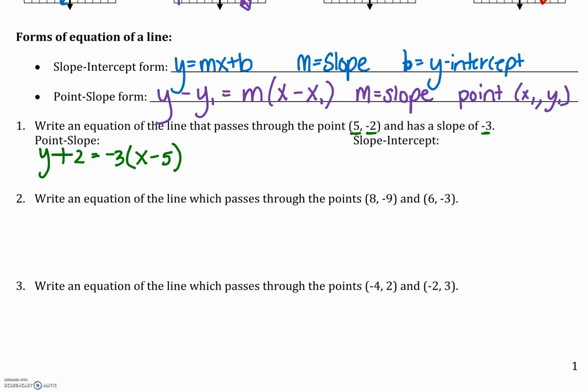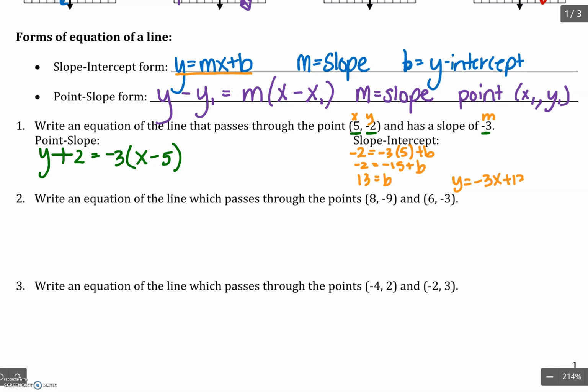If you need slope-intercept form for whatever reason, you can do one of two things. You can do what you did in Algebra 1 and plug in x, y, and m and then solve for the y-intercept. So y equals mx plus b, if you were to plug into this equation, it would be -2 equals m is -3, x is 5, and then you'd solve for b. So we would get -2 equals -15 plus b, and b would be 13. And so your equation would be, don't forget your slope would go in here, y = -3x + 13.